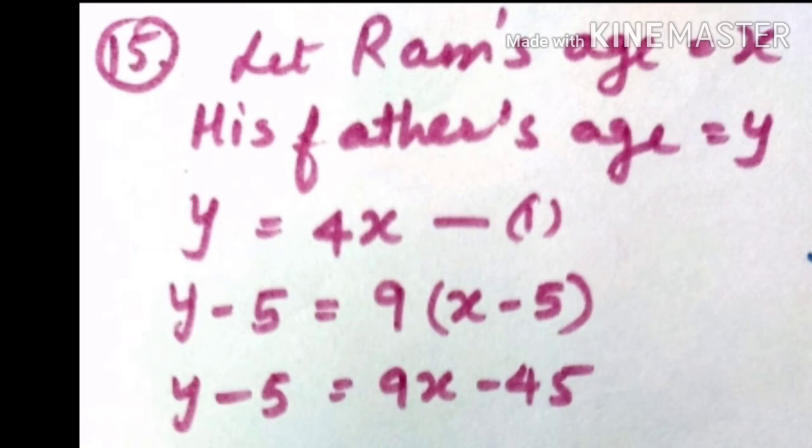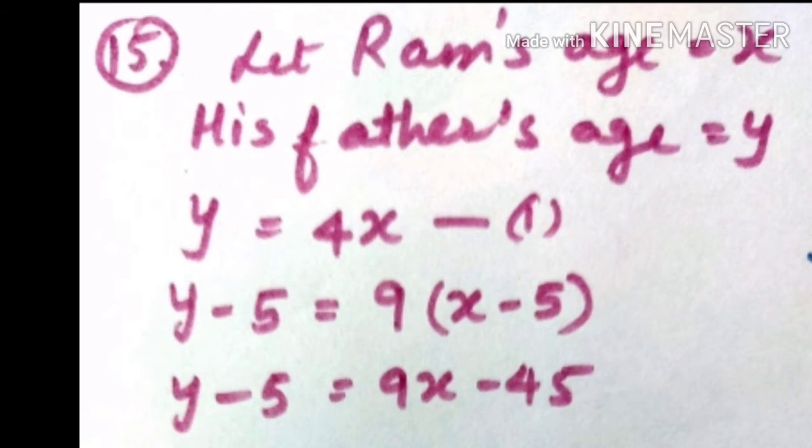Now read the first line again: Ram's father is 4 times as old as Ram. Here we took Ram's father as y. So y is equal to 4 times Ram's age. 4 times means whenever times comes we multiply it. So 4 multiplied by x, as Ram's age is x. So the first equation we found is y is equal to 4x.